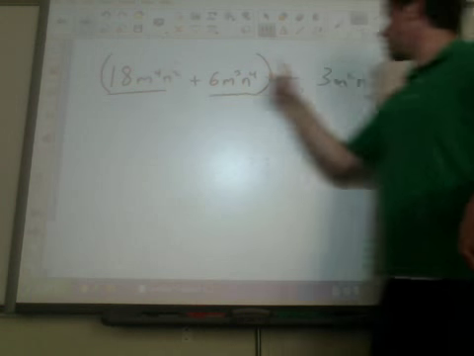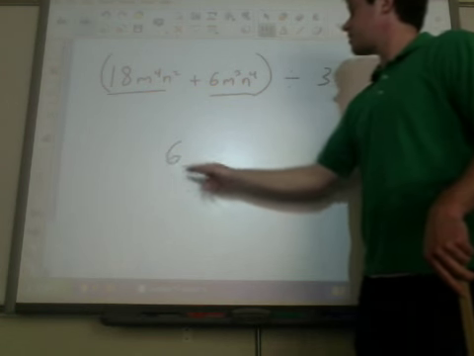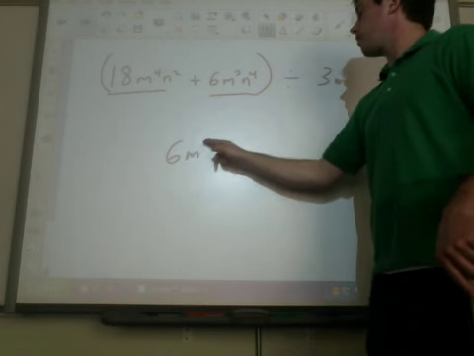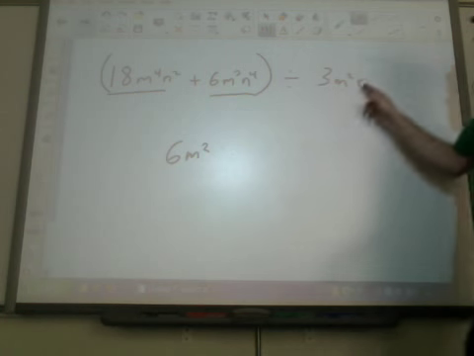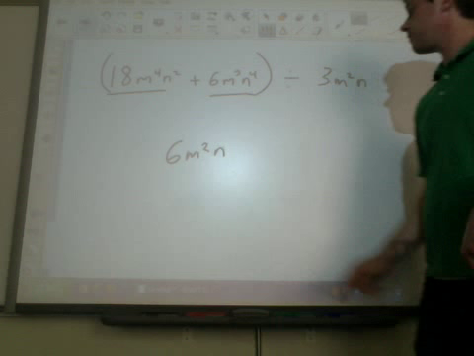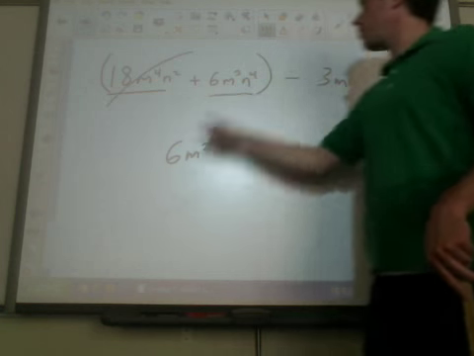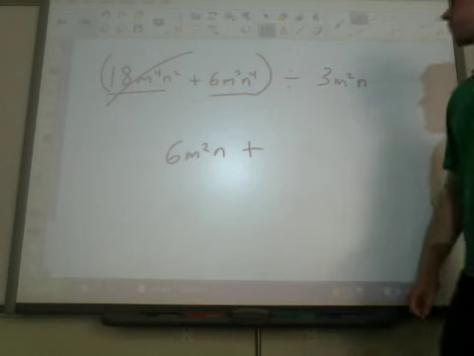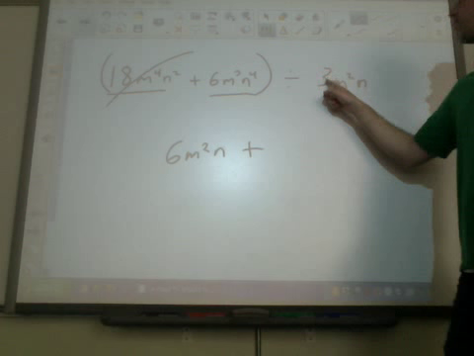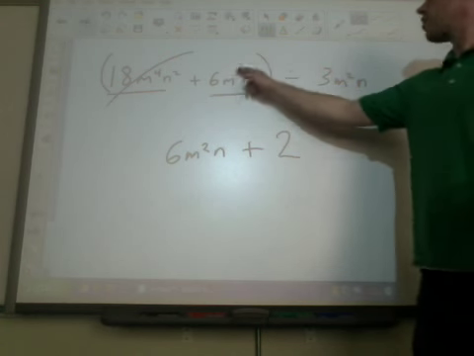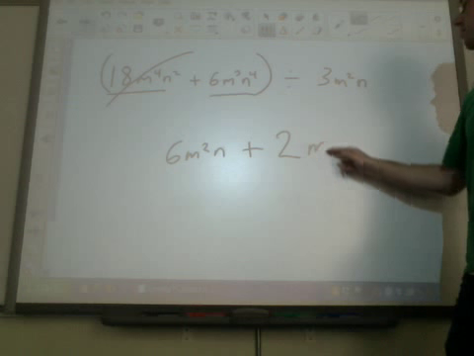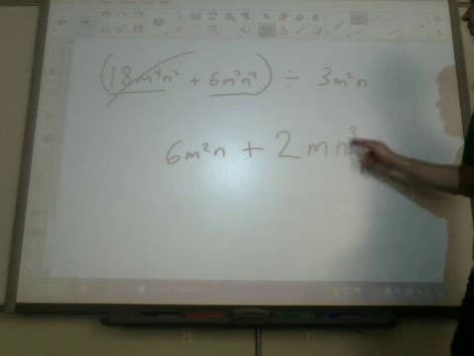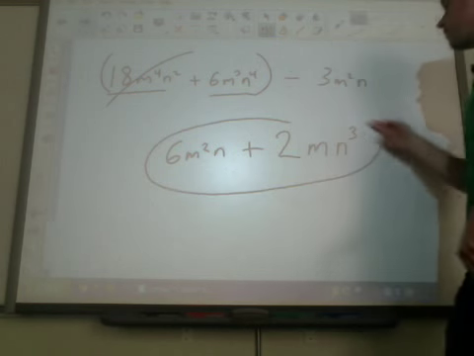Okay, so 18 divided by 3 is 6. M to the fourth divided by m squared is m squared. And n squared divided by n is n. Okay, so now we divided this first one. We've still got to divide this second term. Plus sign stays there. Okay, 6 divided by 3 is 2. M to the third divided by m squared is m. And n to the fourth divided by n is n to the third. That's going to be our final answer.